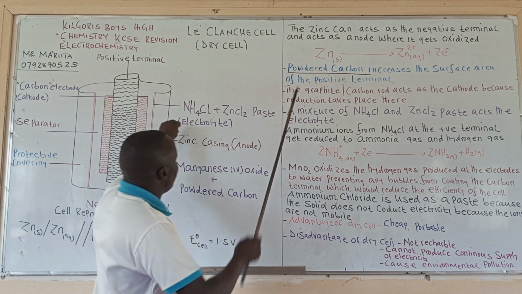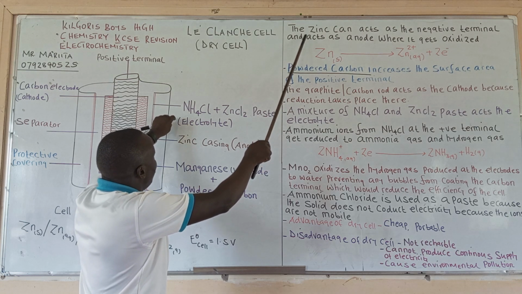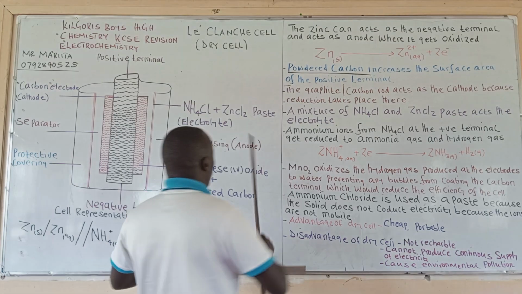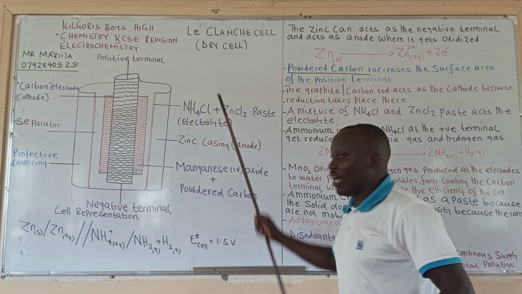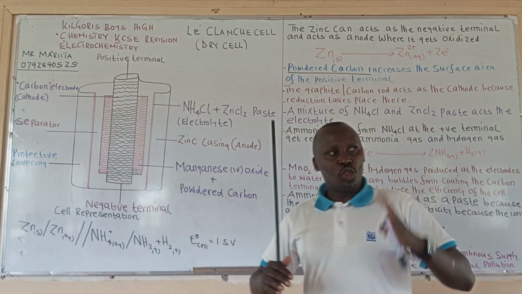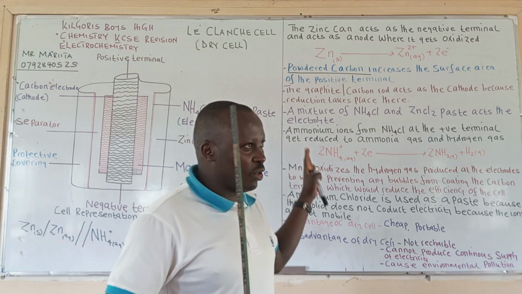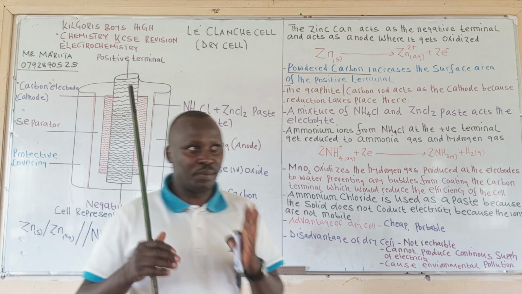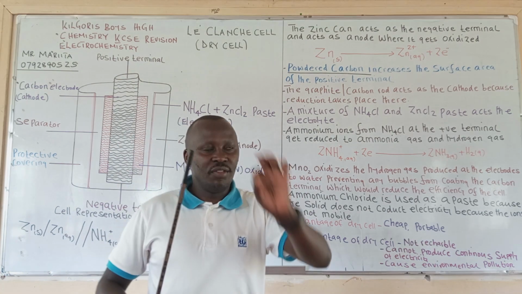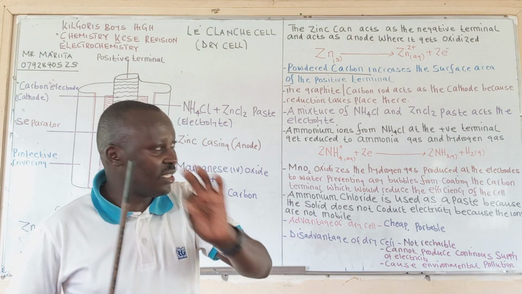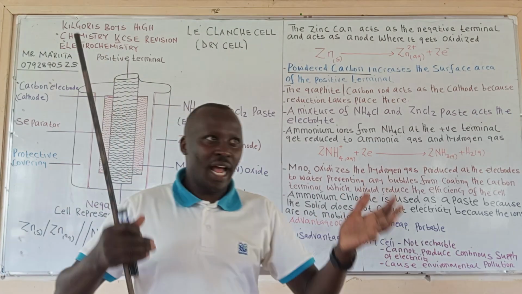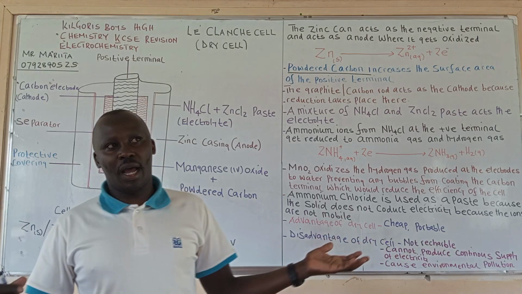And again, we have this zinc can here. Inside we have a mixture. So here you can have a mixture of ammonium chloride and zinc chloride paste. This mixture acts as an electrolyte. If they are acting as an electrolyte, they are not supposed to be dry. So if they were dry, what would happen in this case?